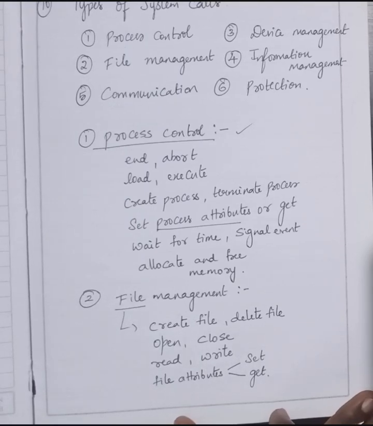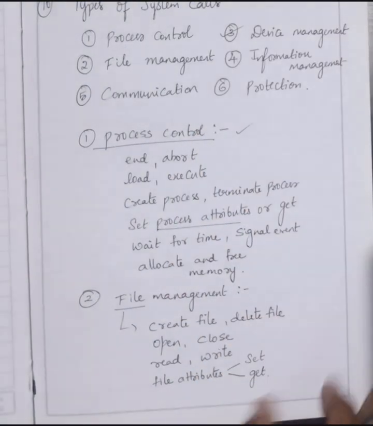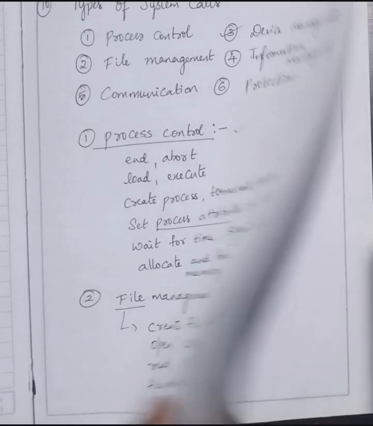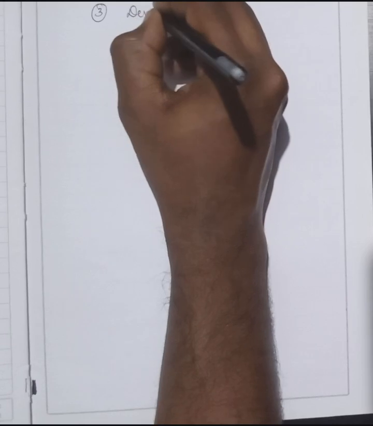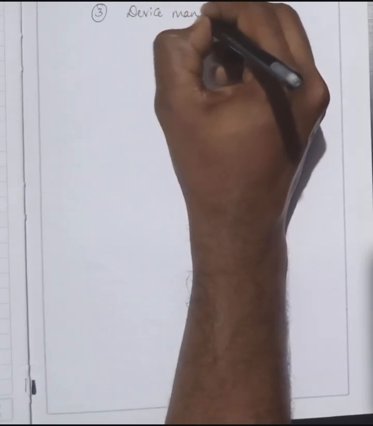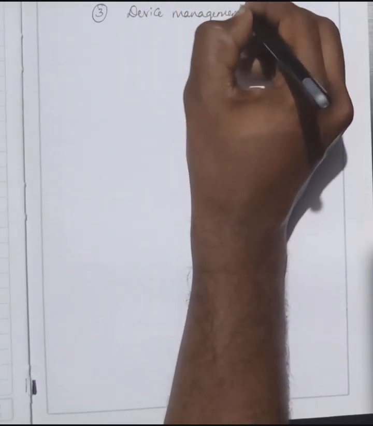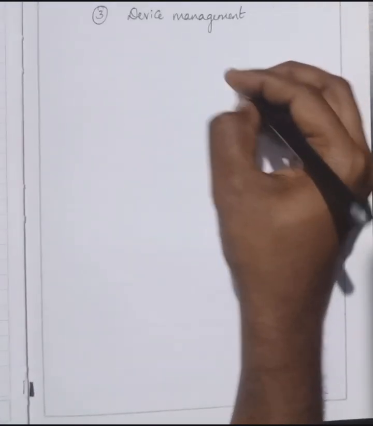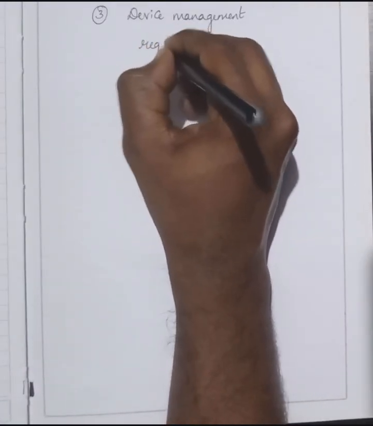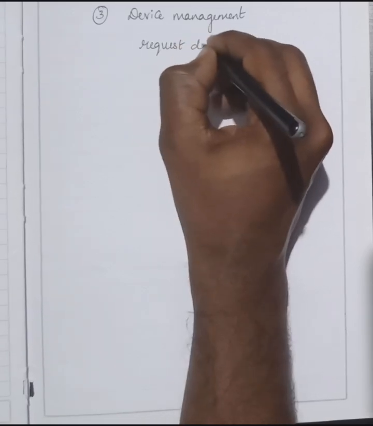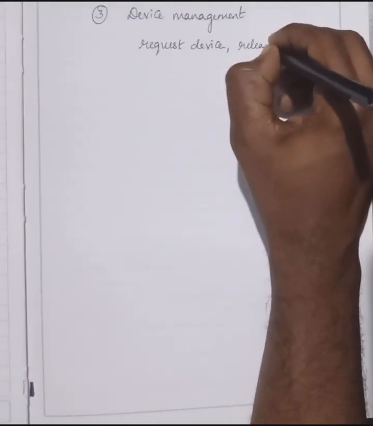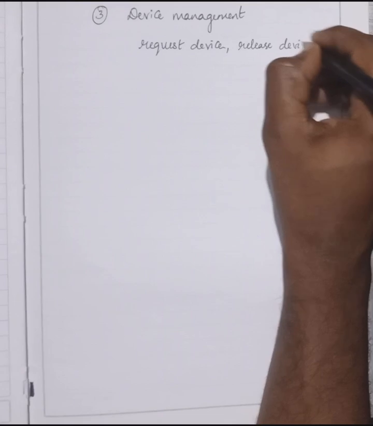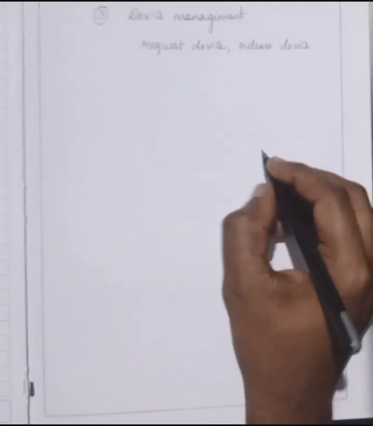Now the third one is device management. The third type of system call is device management. Even in device management we have many system calls. So what are they? Whenever we want to request a device, or we want to give back the device, that is release a device, we have a separate system call for this.